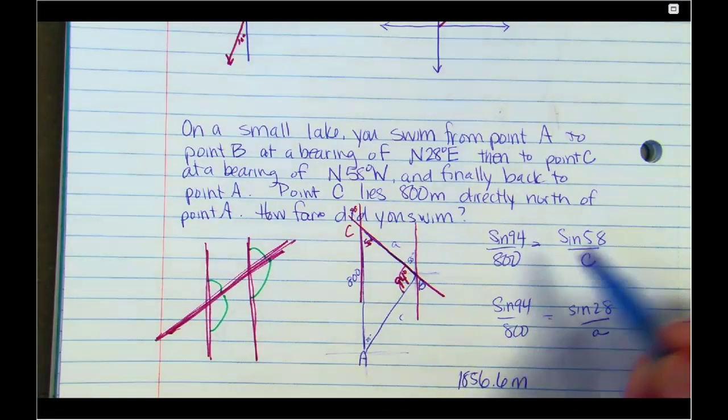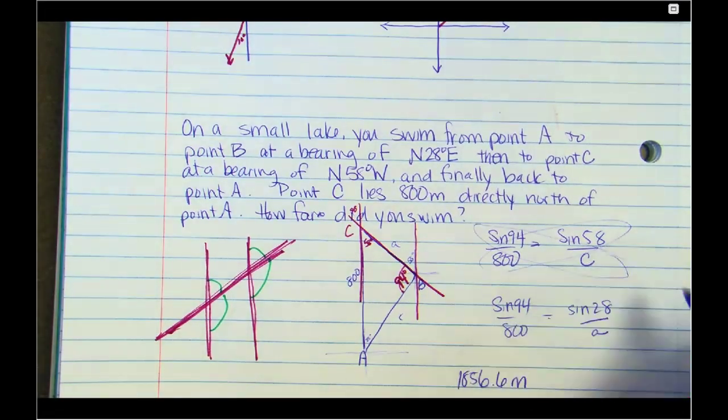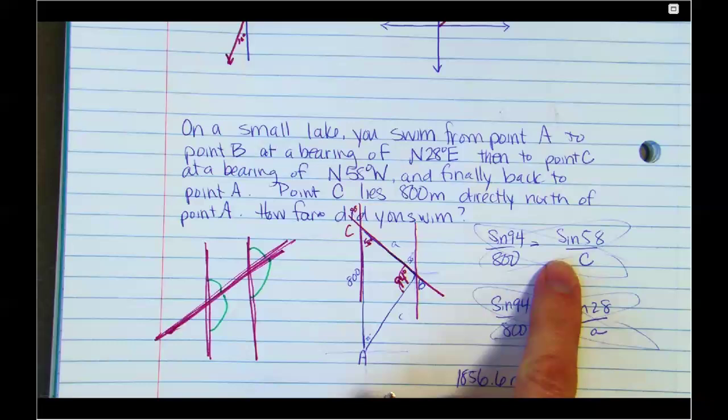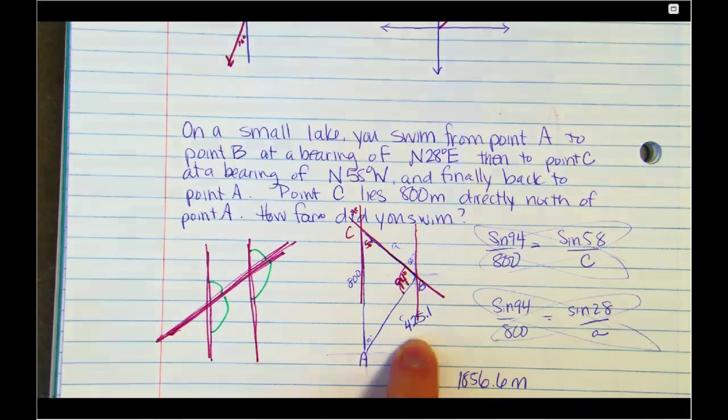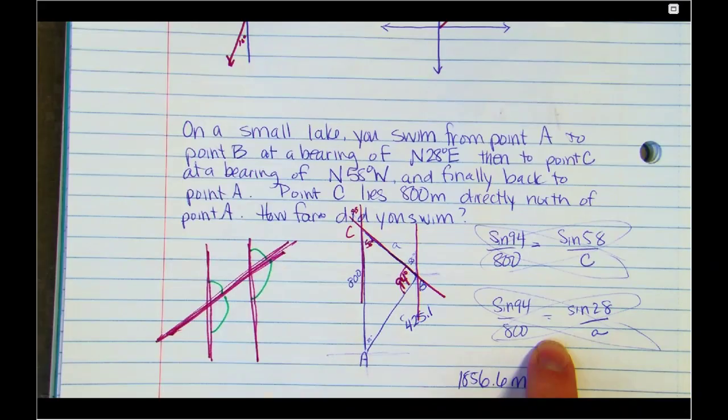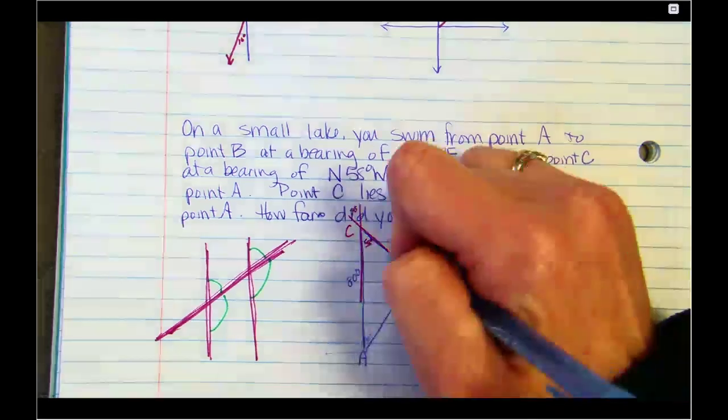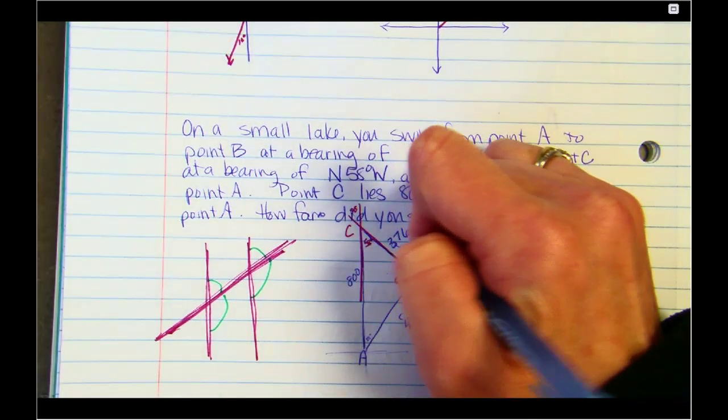Remember, cross multiply, divide, cross multiply, divide. So 800 sine 58 divided by sine of 94. So this C is 425.1. Cross multiply, sine 28 divided by sine 94. This one is 376.5.